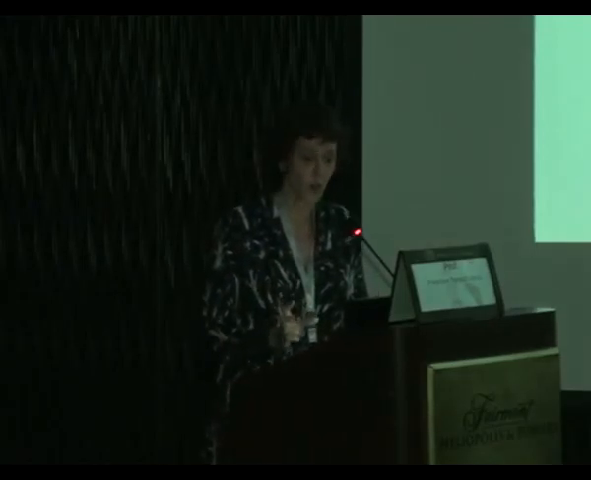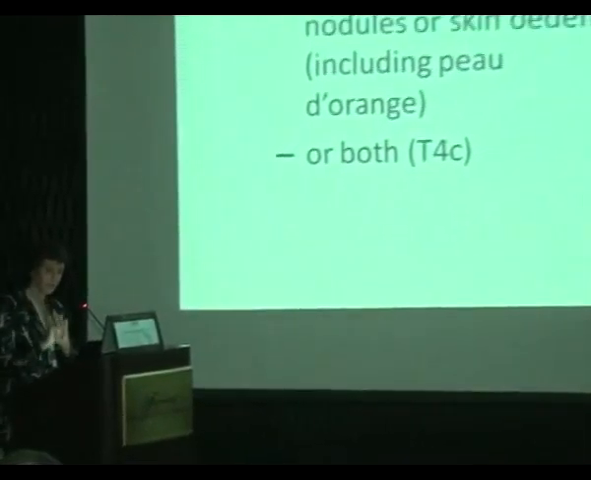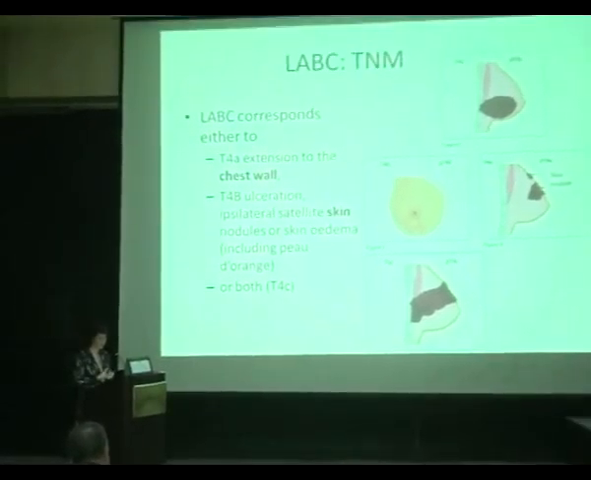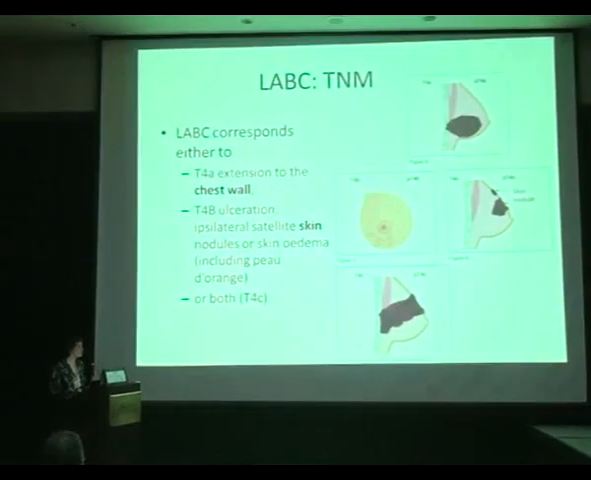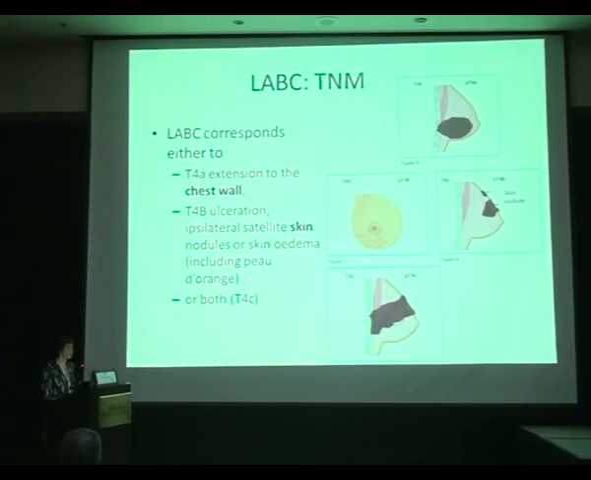So what is the definition of a locally advanced breast cancer? It's either a T4A, so with an extension to the chest wall, or a T4B with an ulceration, ipsilateral skin nodules, or skin edema, so what we call peau d'orange, orange skin. And when you have both, so if you have extension to the chest wall or skin ulceration or edema, it's a T4C. So this is the definition in the TNM of locally advanced breast cancer.